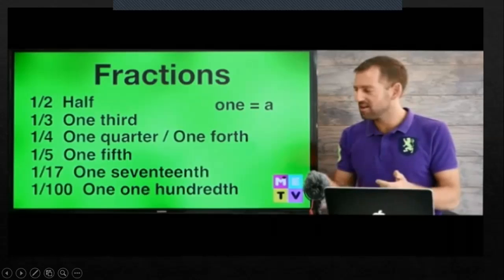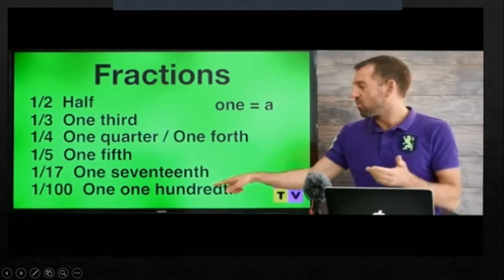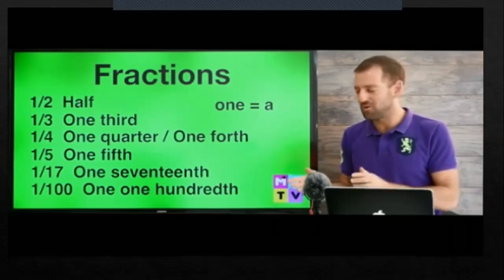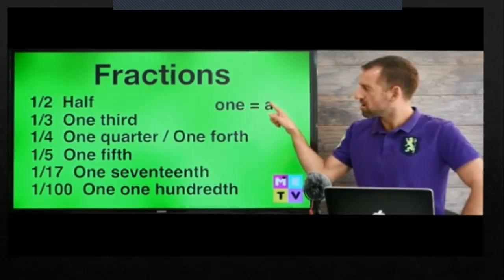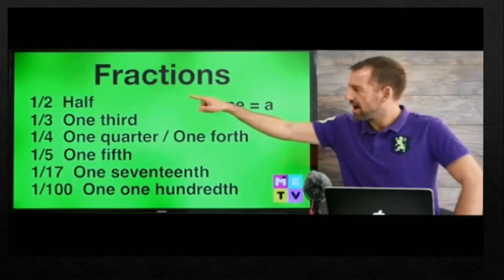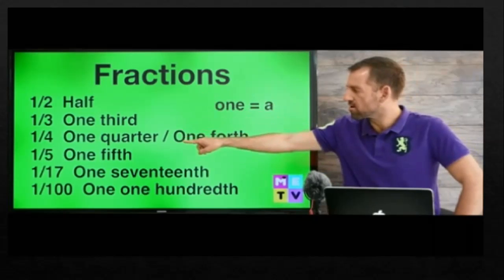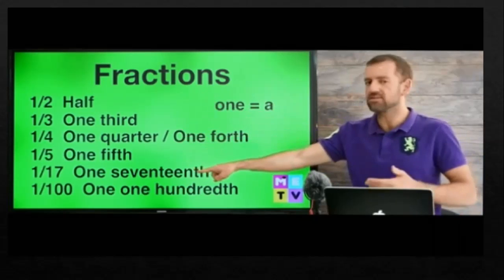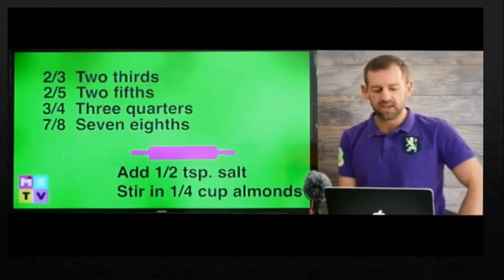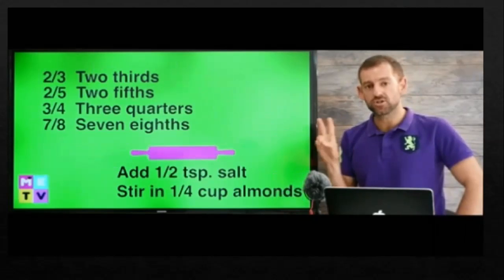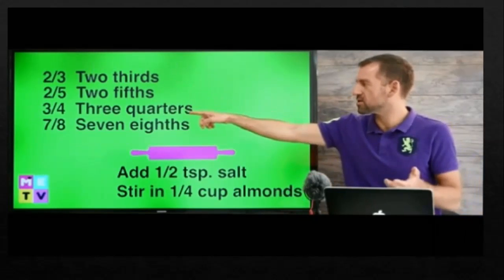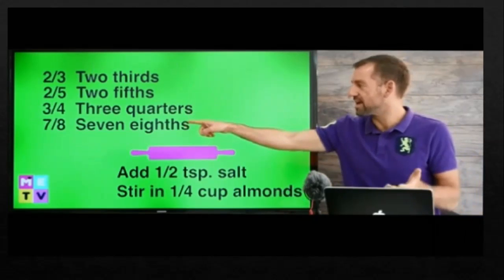1/7, 1/8, 1/17, 1/100th, 1/1,000,000th, 1/1,000,000,000th, and so on. Okay, now we can also use the word instead of one. So I could say a half, or a third, a quarter, a fifth, a 17th, and so on. Okay, it's your choice. You can say one or a. Now after one, it goes to two. So 2/3, 2/5, then it goes to 3, 3/4, 7/8.